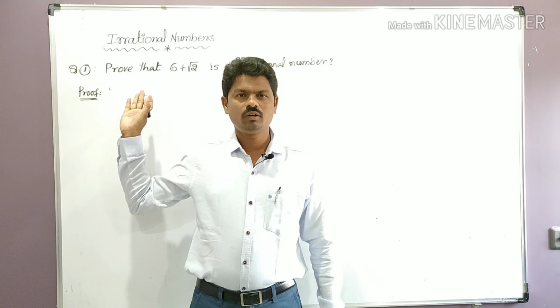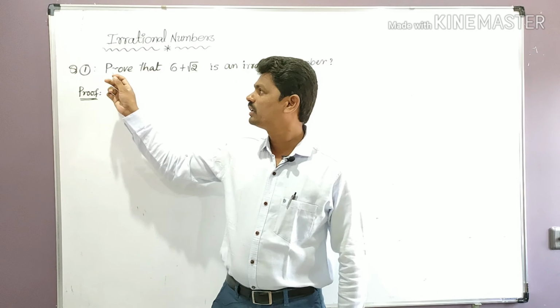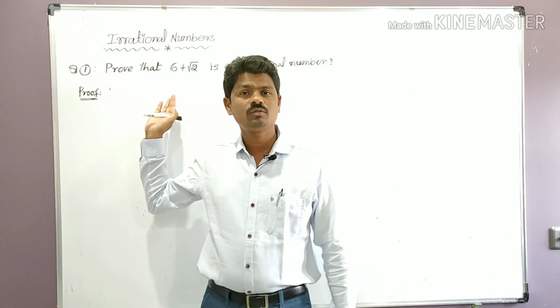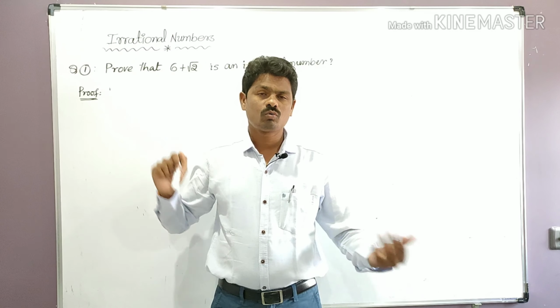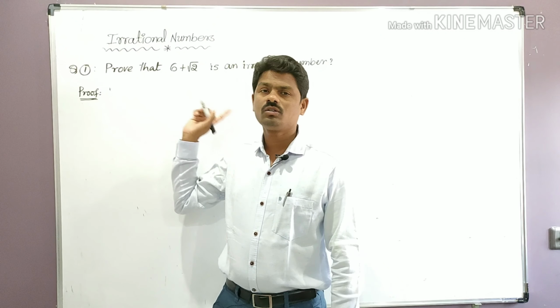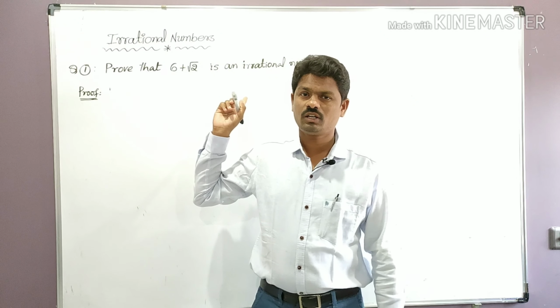Today we are going to learn about the proof of irrational numbers, model number 3. Here there is a question: prove that 6 plus root 2 is an irrational number. This is model number 3 of irrational numbers. Already we have proved root 5 is an irrational number and 1 by root 2 is an irrational number. This is the third model of irrational numbers. Prove that 6 plus root 2 is an irrational number.